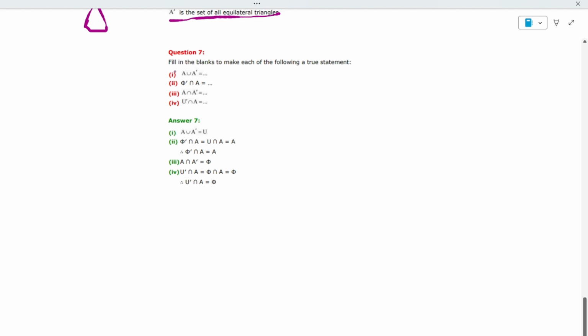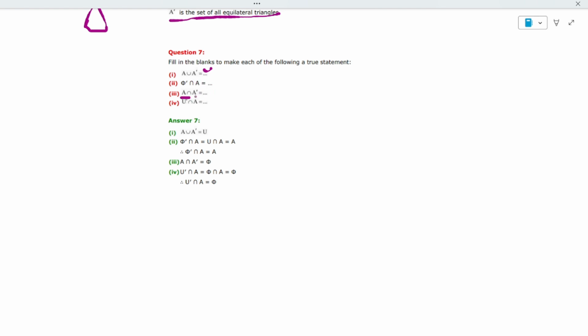Now let's see, fill in the blanks to make each a true statement. A union A complement will be equal to the universal set. And null complement intersection A will be null itself, because null is nothing but, as we all know, it is 0. If we do the complement of null, what are the remaining elements we will get? And if you do the intersection of that with A, what is common among both? You will get A. If you do A intersection A complement, you will get the null set.